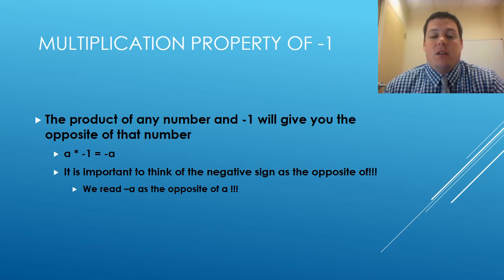Remember, the opposite of a number just changes the sign. So the opposite of -1 is 1. The opposite of 2 is -2. So "the opposite of" is telling us that there is a negative sign in front of the value. It's important to think of this negative sign as "the opposite of," because we don't want to get confused if that variable represented a negative number.